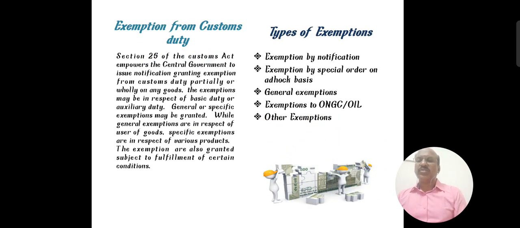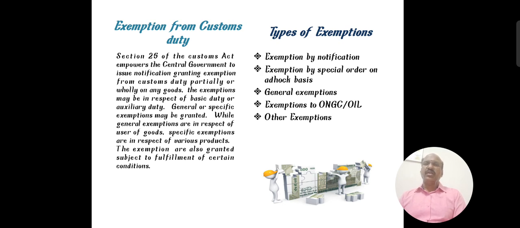The next one, we shall move to the exemption from the customs duty. Depending on the situation, the customs duty can be exempted in different modes, that is by way of a notification, by way of a special order, general exemption, exemption to oil, and other exemption. This is covered under Section 25 of the Customs Act. By way of a notification, they implement all this. First one, exemption by notification. In the general gazette, they give the exemption. Next one, by special order.